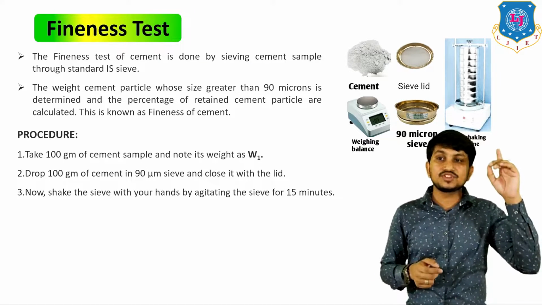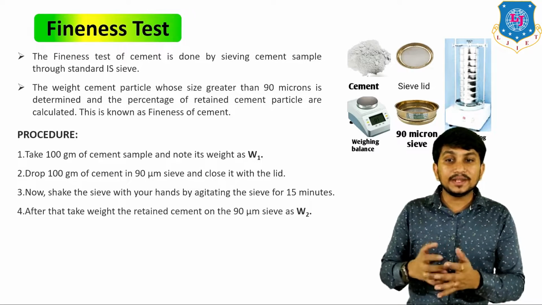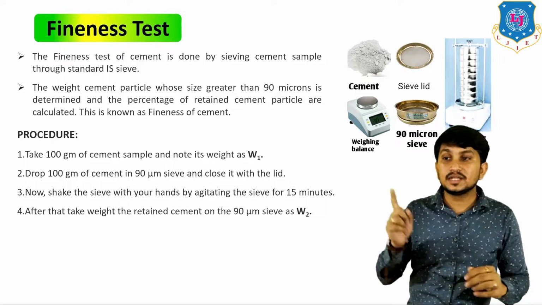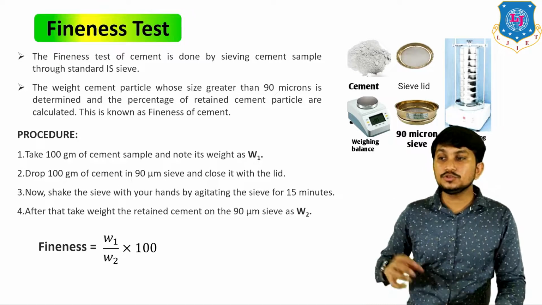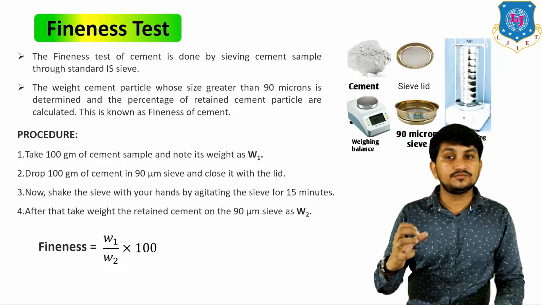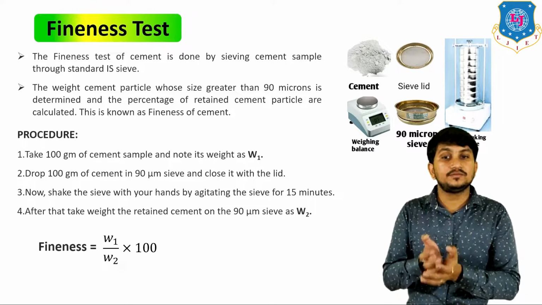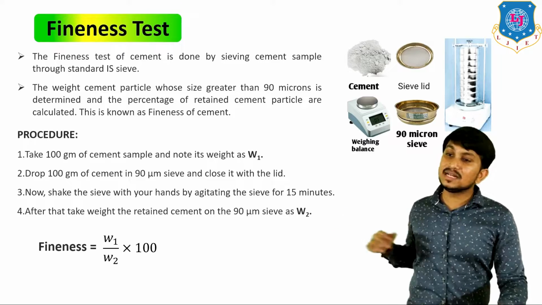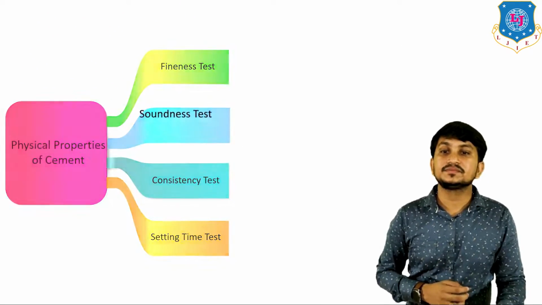For that, a sieve shaking machine is used. After that, take the weight of the cement retained on this 90 micron sieve, which is W2. To calculate the fineness of the cement, we use this formula: W1 is the cement sample, which we have taken as 100 grams. W2 is the retained cement on the 90 micron sieve, multiplied by 100, which gives the fineness of the cement. This is how fineness of the cement is calculated.